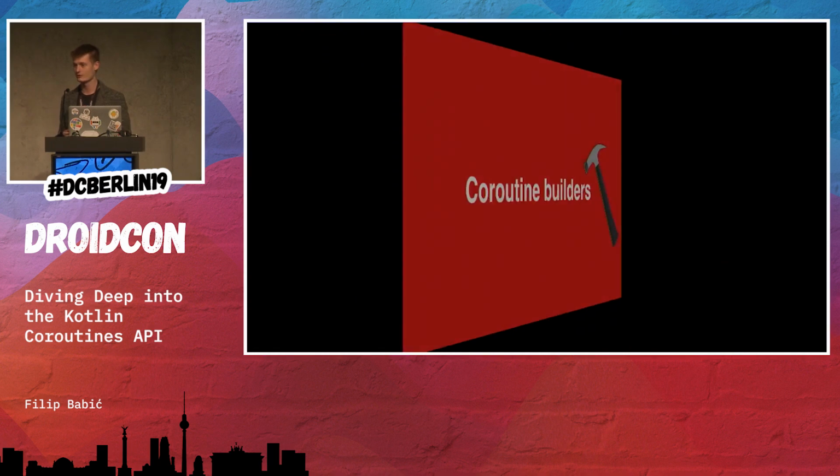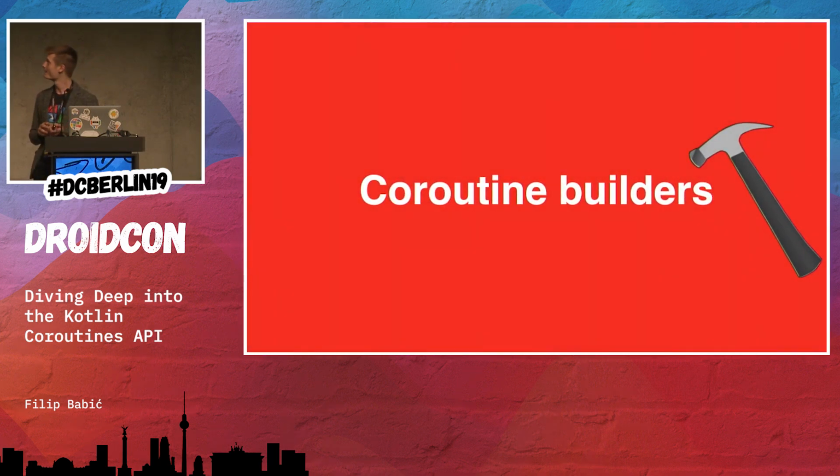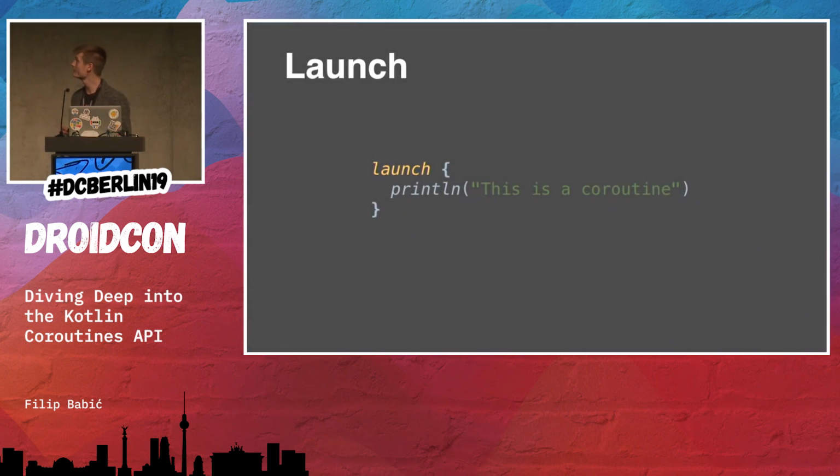So we're going to start with the coroutine builders, of course. You can't use coroutines until you build them, right? Makes sense. So builders in general, one of the main builders is launch. It's just a simple function you call which creates a coroutine and lets you do something. For example, in this snippet of code, we would print something within a coroutine, right?